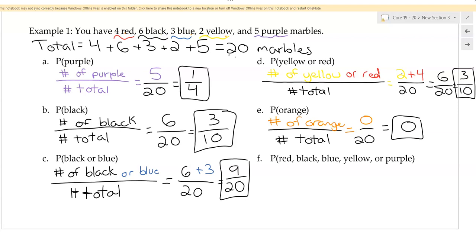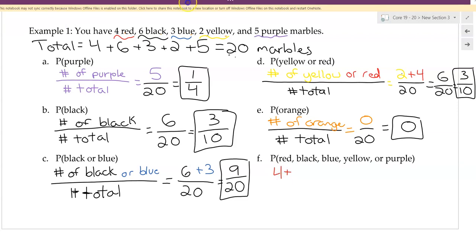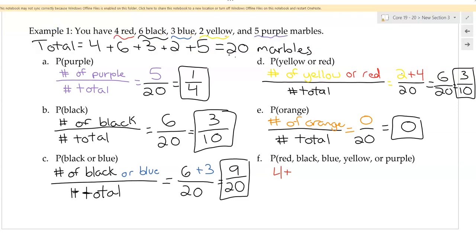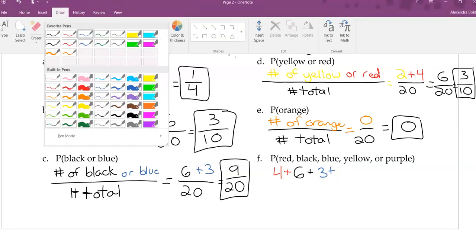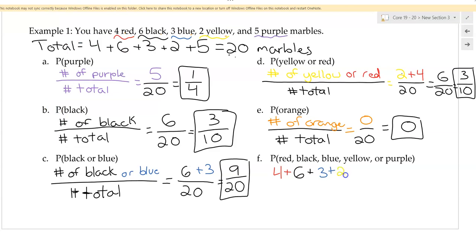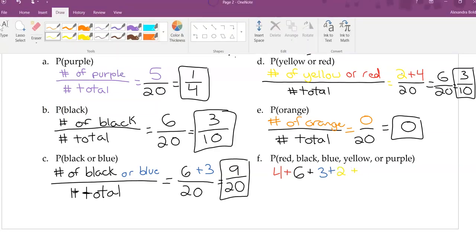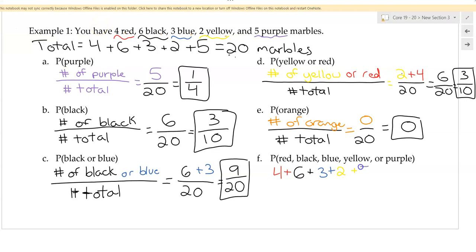Last one. Red, black, blue, yellow, or purple. I'm not going to write all of these things down, but I have 4 red. We have 6 black. We have 3 blue. We have 2 yellow. And we have 5 purple marbles, all over our total of 20.